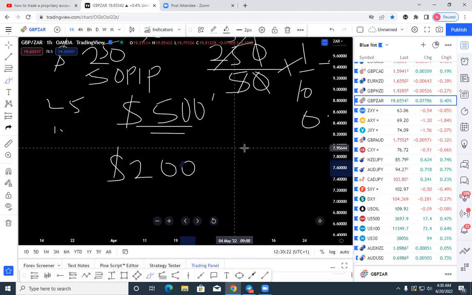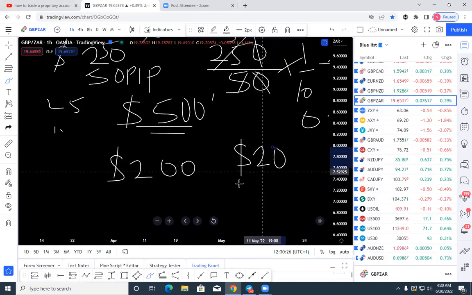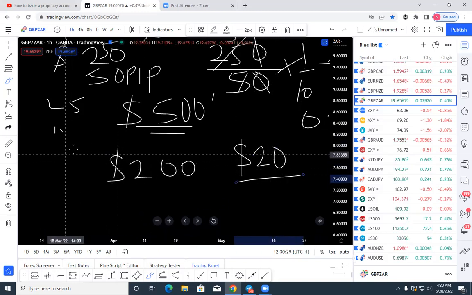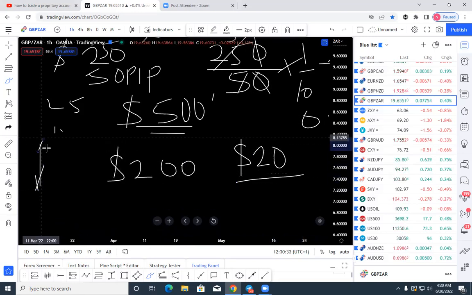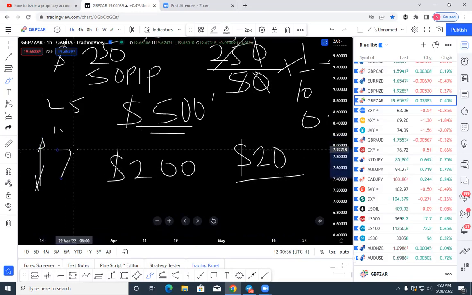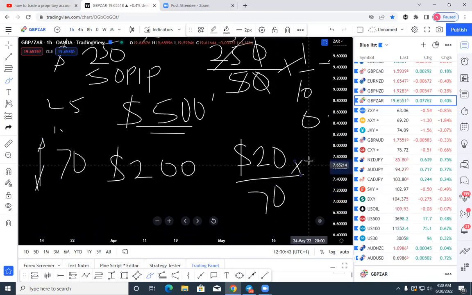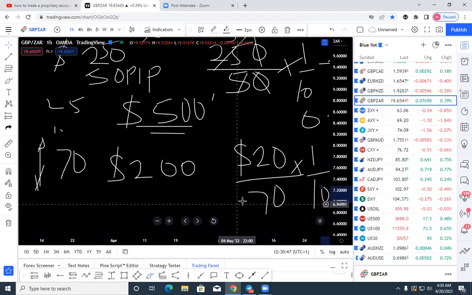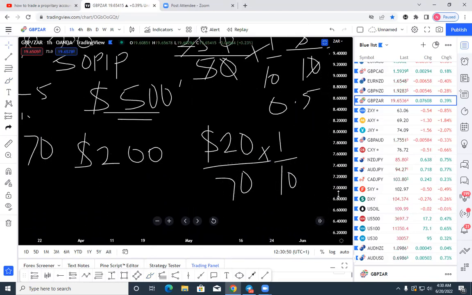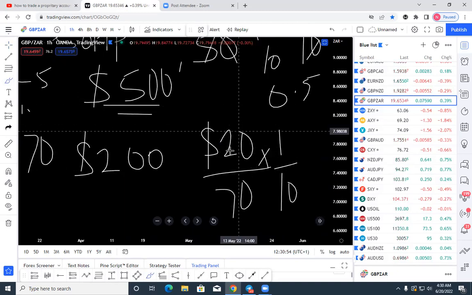All you have to do, guys, is simple. Just say $20 US divided by how many pips make up the stop loss of the trade you are taking. Let's say it's 70 pips. So you say $20 divided by 70 pips, times 1/10. This is going to give you the lot size.